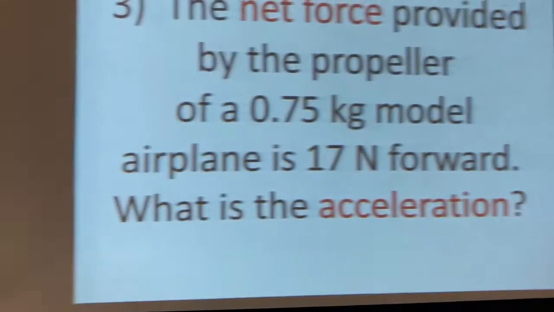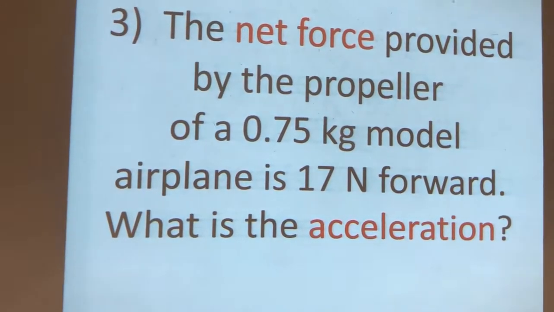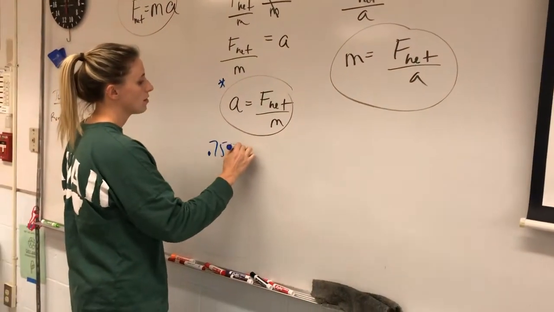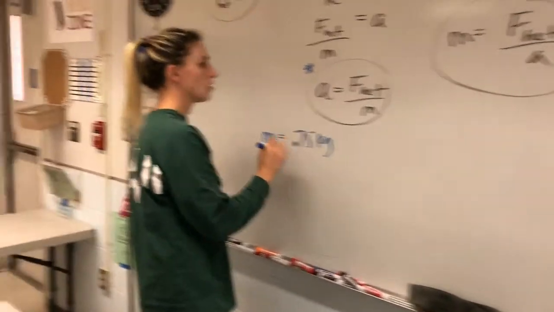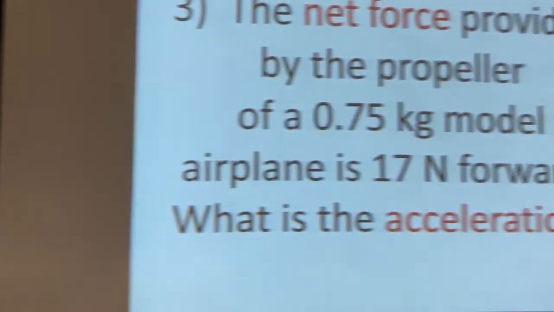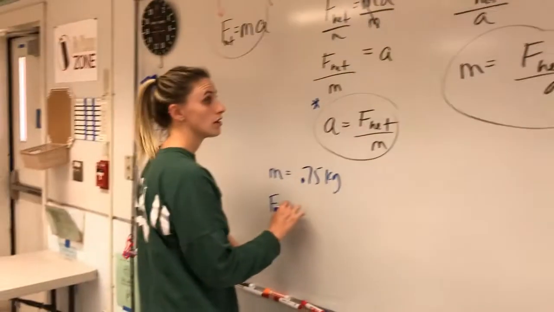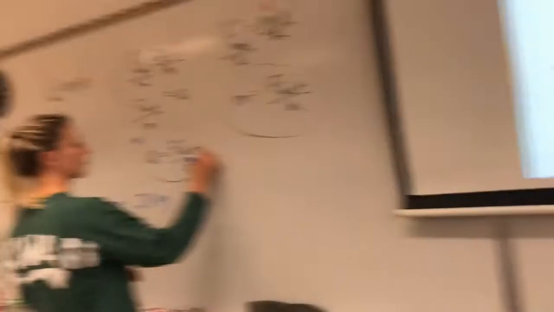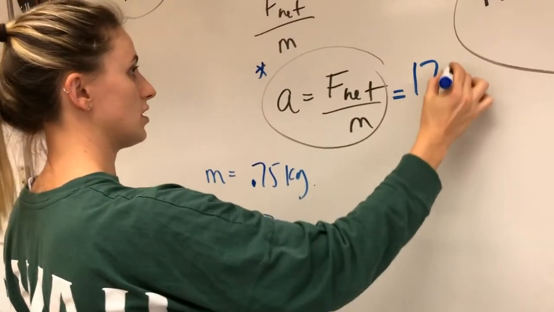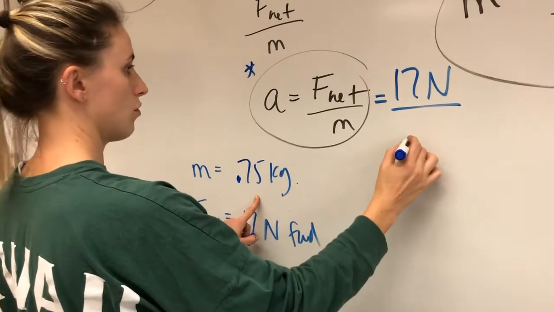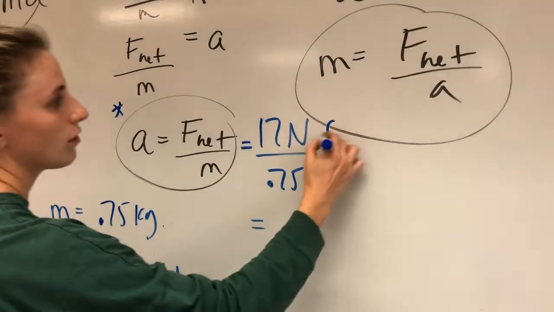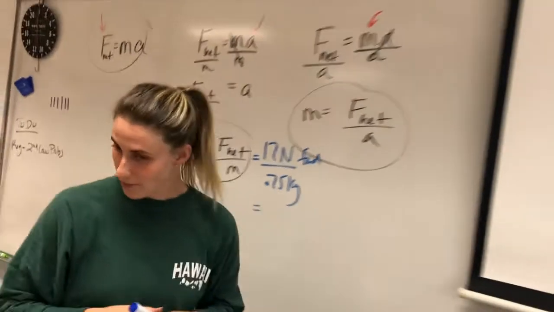Let's write down what it says. The net force provided by the propeller of a 0.75 kilograms, that's mass, model airplane. The net force is 17 newtons forward. What's the acceleration? Let's just plug it in. My force net was 17 newtons divided by 0.75 kilograms. That's 17 newtons forward. You have to keep that direction in there.